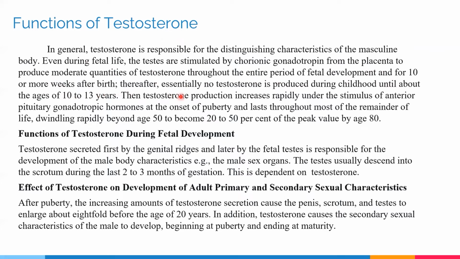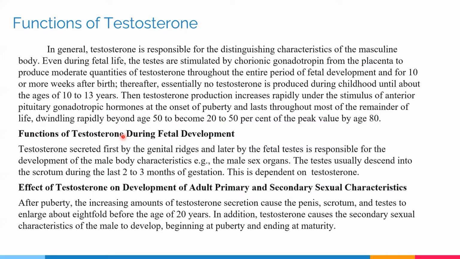Thereafter, essentially no testosterone is produced during childhood until about the ages of 10 to 13 years. Then testosterone production increases rapidly under the stimulus of anterior pituitary gonadotropic hormones at the onset of puberty and lasts throughout most of the remainder of life, dwindling rapidly beyond the age of 50, to 20 to 50% of the peak value by the age of 80.